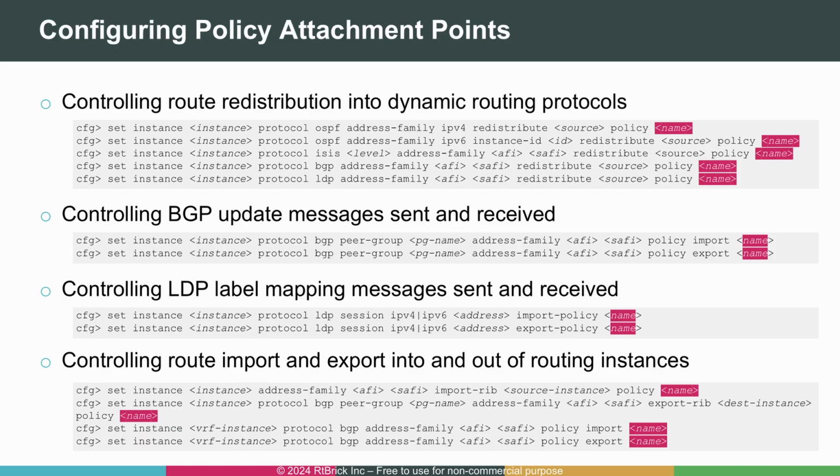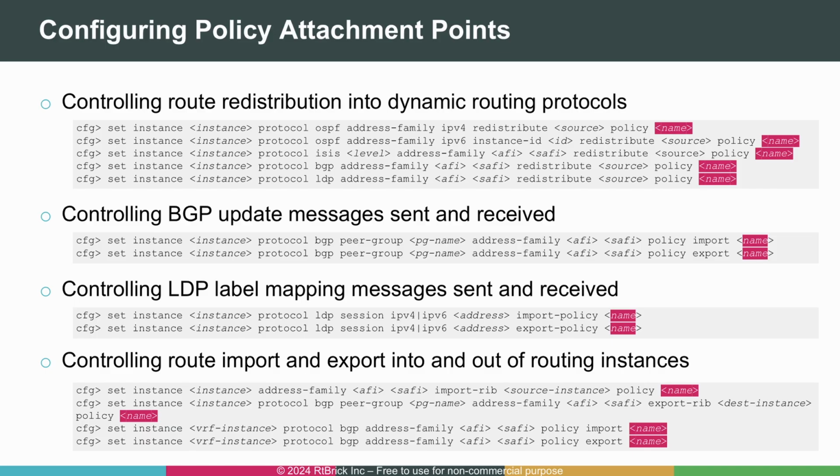While link state protocols such as OSPF or ISIS do not support route filtering between neighbors due to the link state philosophy that all nodes must share the same information, protocols such as BGP and LDP do allow control over the flow of route updates or label mappings in both directions. In BGP, routing policies are attached at the peer group level on a per-address family basis. In LDP, they are attached per LDP session.